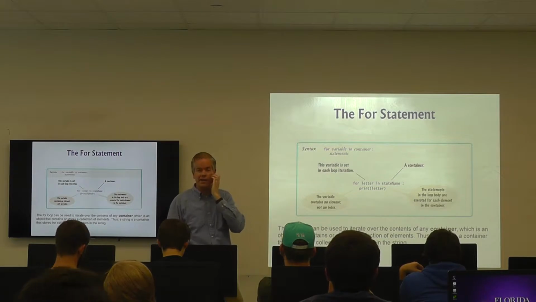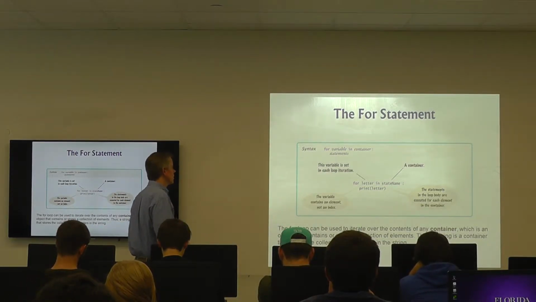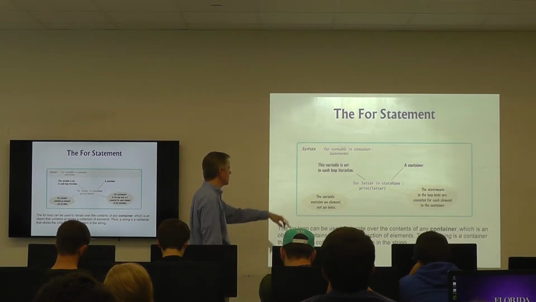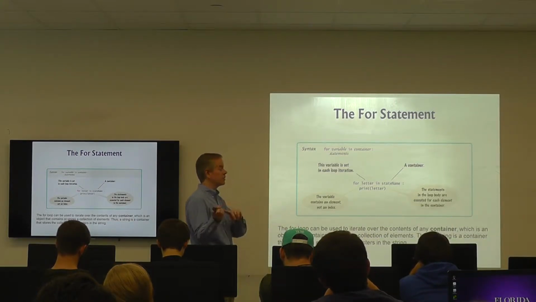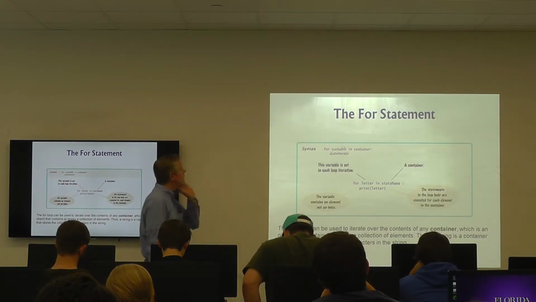Characters, exactly right. So you go stepping through each one of the characters in the string, right? A for loop is used to iterate over the contents of any container, which is an object that contains or stores a collection of elements. In the string case, it's characters. The string is a container that stores a collection of characters. All right.